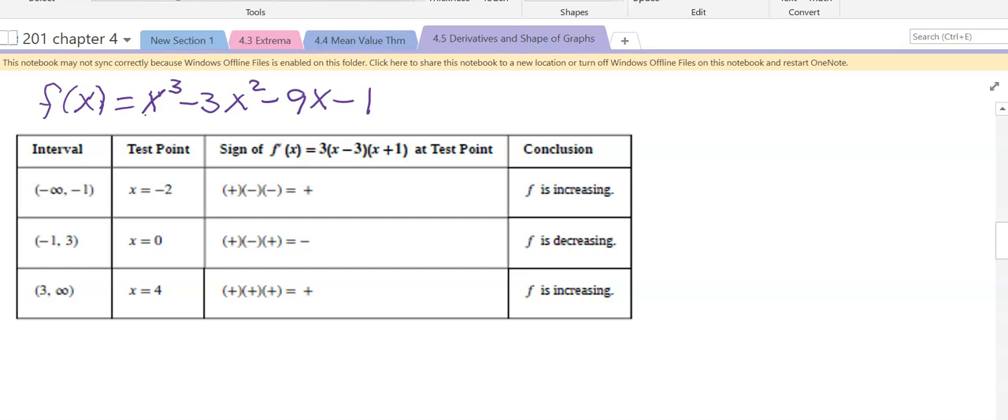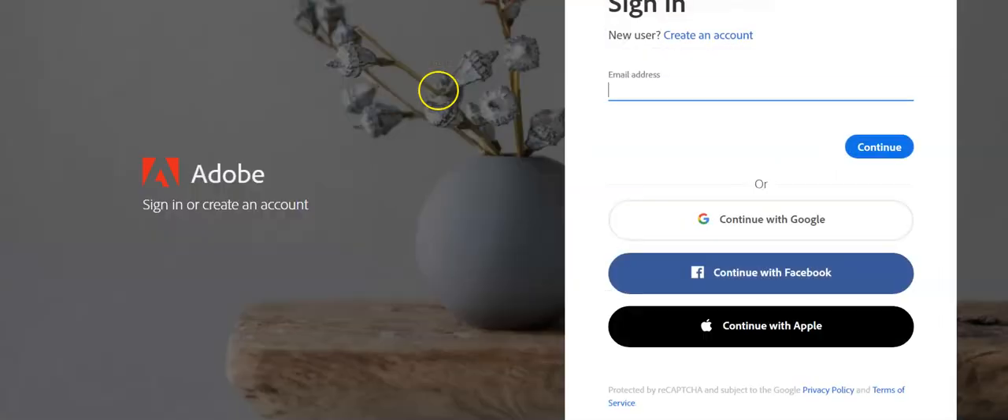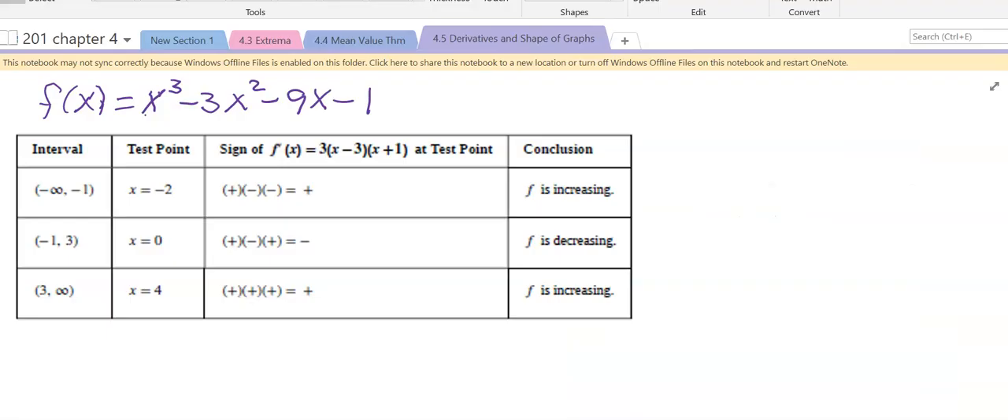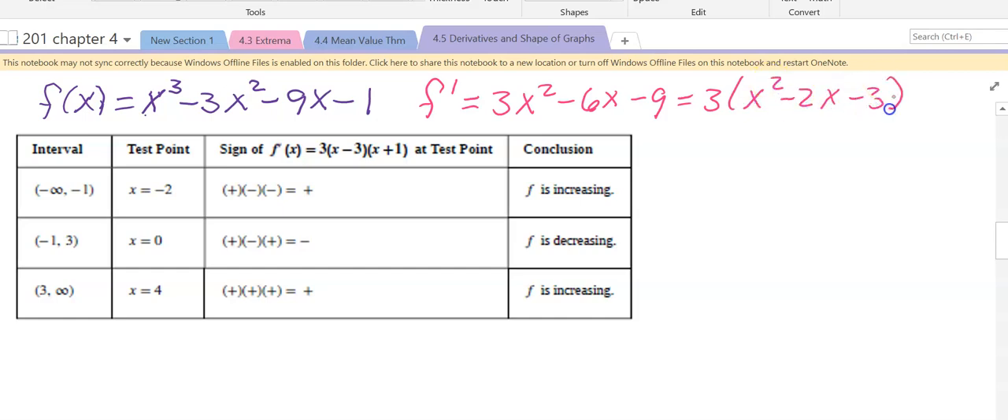First step is to find the derivative. To find the derivative, I simply apply the rules I've already learned, in this case, mostly the power rule. This gives me 3x squared minus 6x minus 9. I can factor out the common 3, leaving the quadratic x squared minus 2x minus 3, which can be further factored into 3 times the binomial factors x minus 3 and x plus 1.